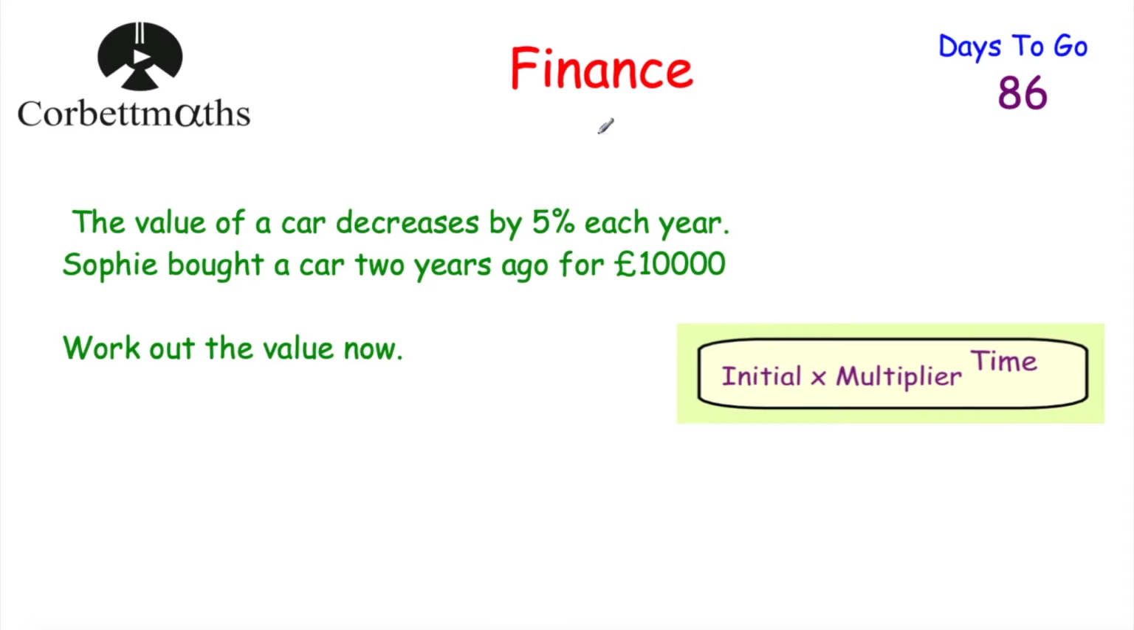Sometimes we have to deal with money questions or finance questions where actually the value of things is going down. So the value of a car decreases by 5% per year. So if you bought a car 2 years ago for £10,000, work out the value now.